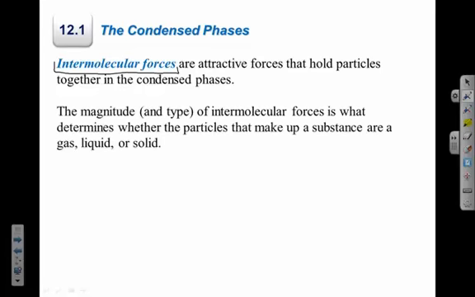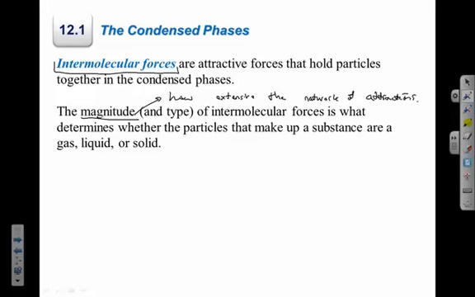So it's the magnitude of intermolecular forces that determines whether it's going to be a liquid, solid, or gas. It's not just the magnitude, it's also how extensive the network of attractions is.